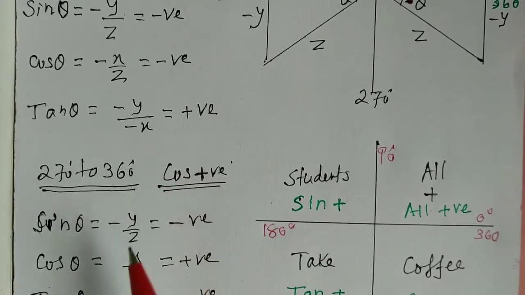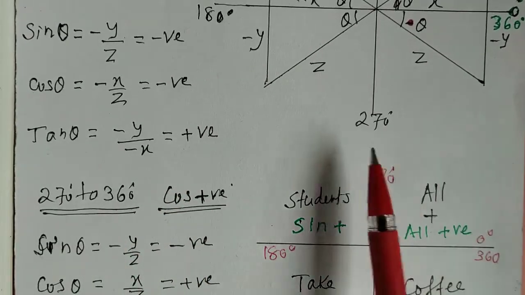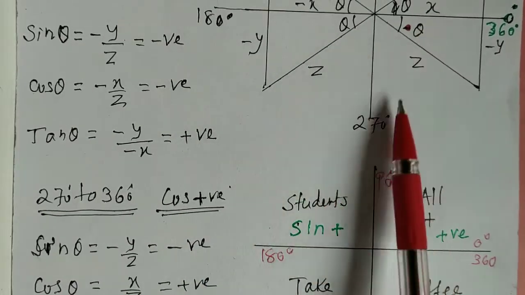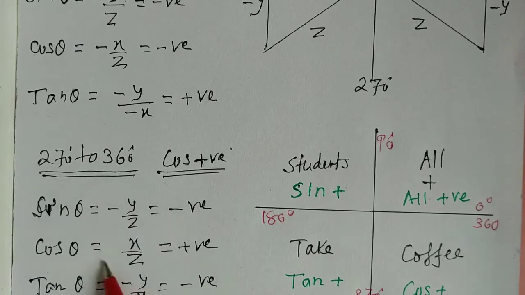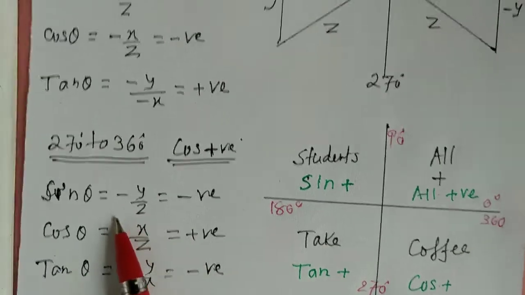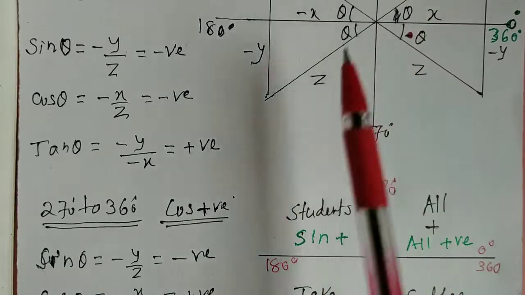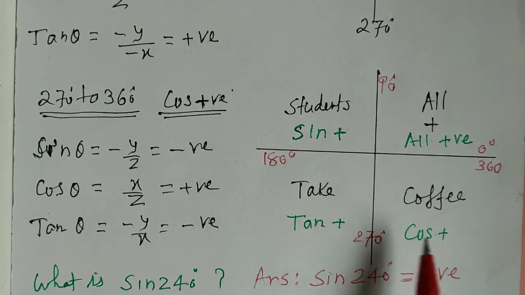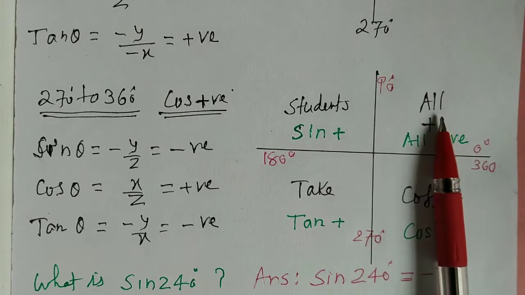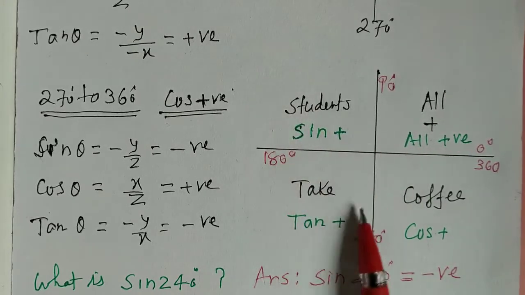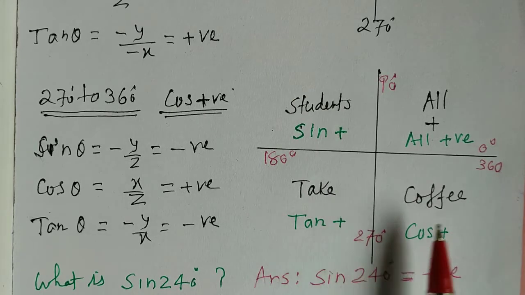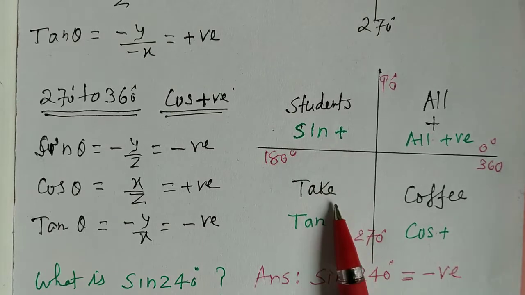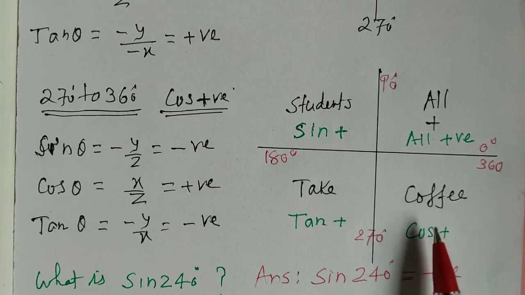Now taking sine theta, minus y by z, negative. Cos theta is x by z, x is positive, z is positive, so cos is positive. Tan theta is minus y by x, so tan theta is negative. So, All Students Take Copy. In this quadrant all are positive, in this quadrant sine is positive, in this quadrant tan is positive, in this quadrant cos is positive. Students stands for sine, Take stands for tan, Copy stands for cos.